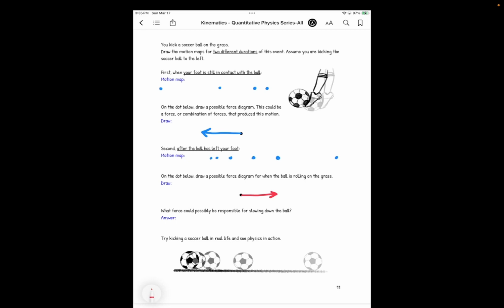So if the dots in the motion map are equally spaced, you have either no force acting on the object or you have balanced forces acting on the object, right? But if the motion map dots are getting closer or farther away from each other, what can you say about the force diagram? Is it balanced or unbalanced? Unbalanced. Unbalanced, right? Because a balanced one would be equal forces on each side. So that's a distinguishing fact between balanced forces and unbalanced forces, constant speed and non-constant speed.